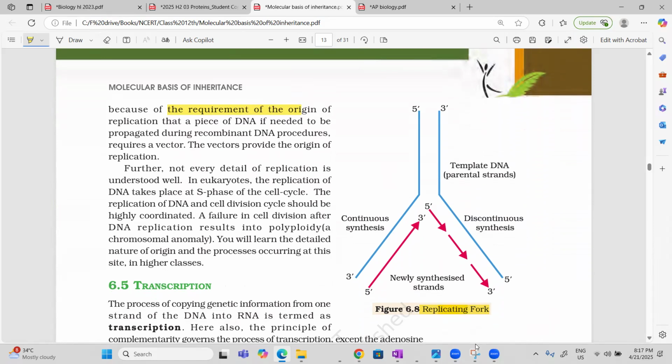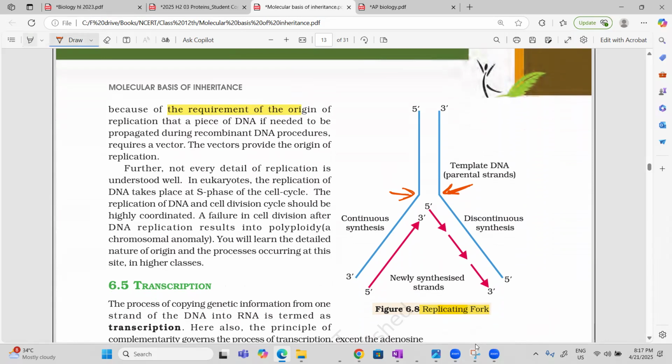Clear? So we first have to understand that replication will not start randomly. It will start from the origin. This is the site from where replication will start. Unwinding of the DNA will be done and a replication bubble is made. And this point is known as the replication fork. I hope you are getting it. It is a fork-like diagram, so we say replication fork.